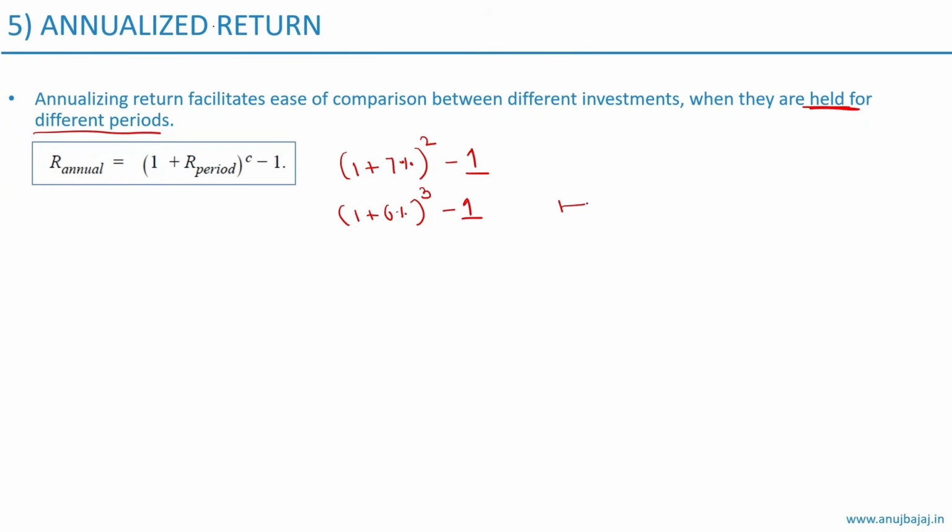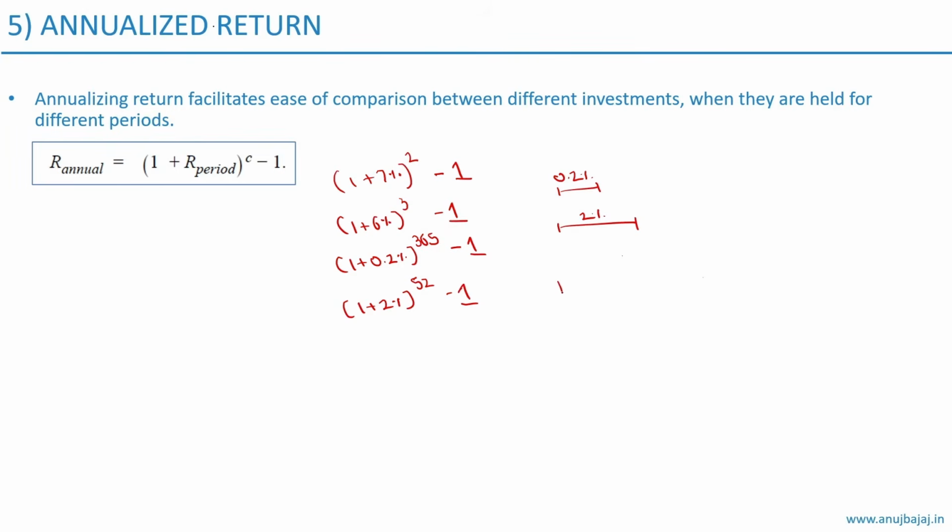Now suppose I earn 0.2% for a day and I want to annualize it, then I will take 1 plus 0.2%, raise it to the number of days in a year, which is 365, and subtract 1. If I have earned 2% for 1 week, then I will take 1 plus 2% and raise it to the number of weeks in a year, which is 52.